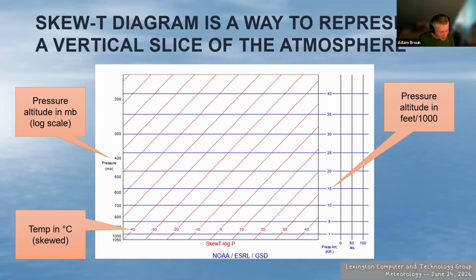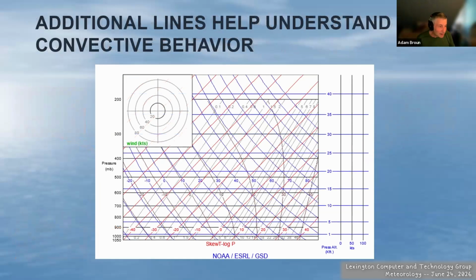So this is the graph paper that we're drawing on. We've got no data on here yet. This is just the background. We then even further complicate things by adding a whole bunch of other lines on it, which are useful to help us discern different atmospheric processes. And we'll get into some of these as we go through the talk.